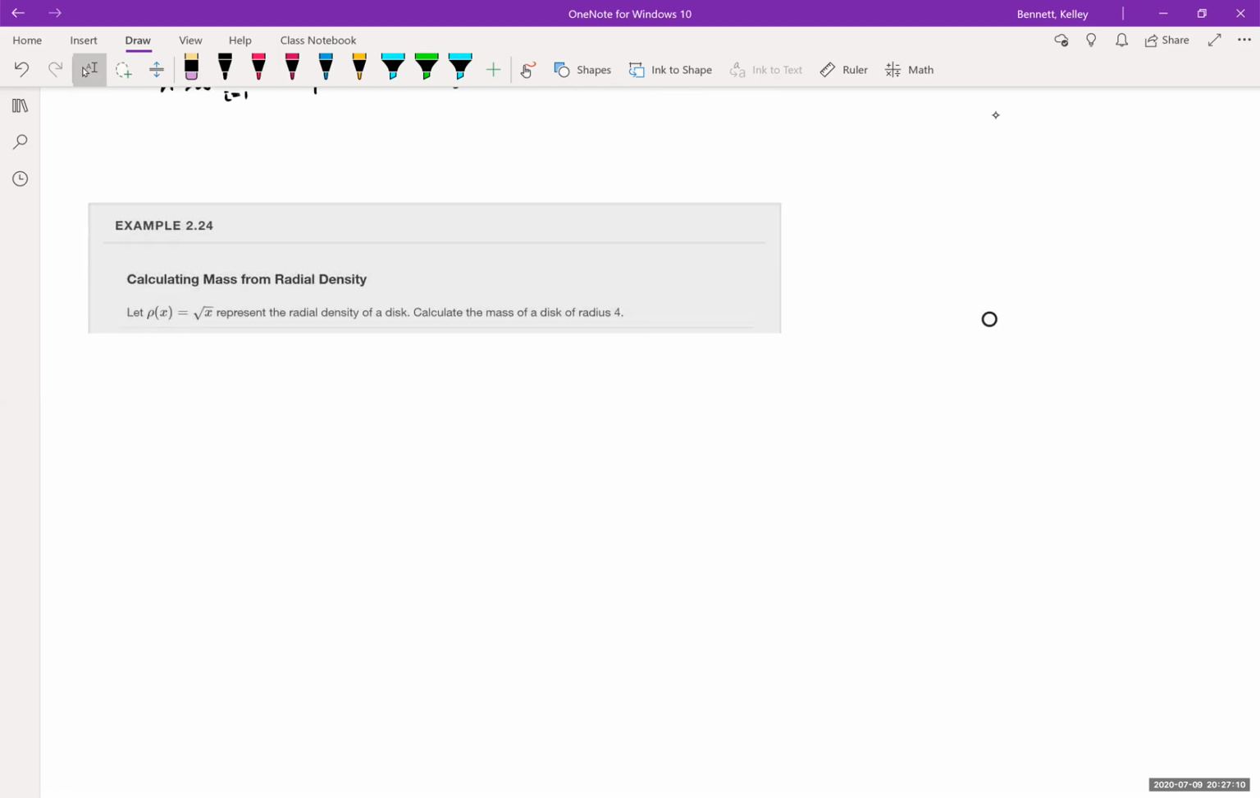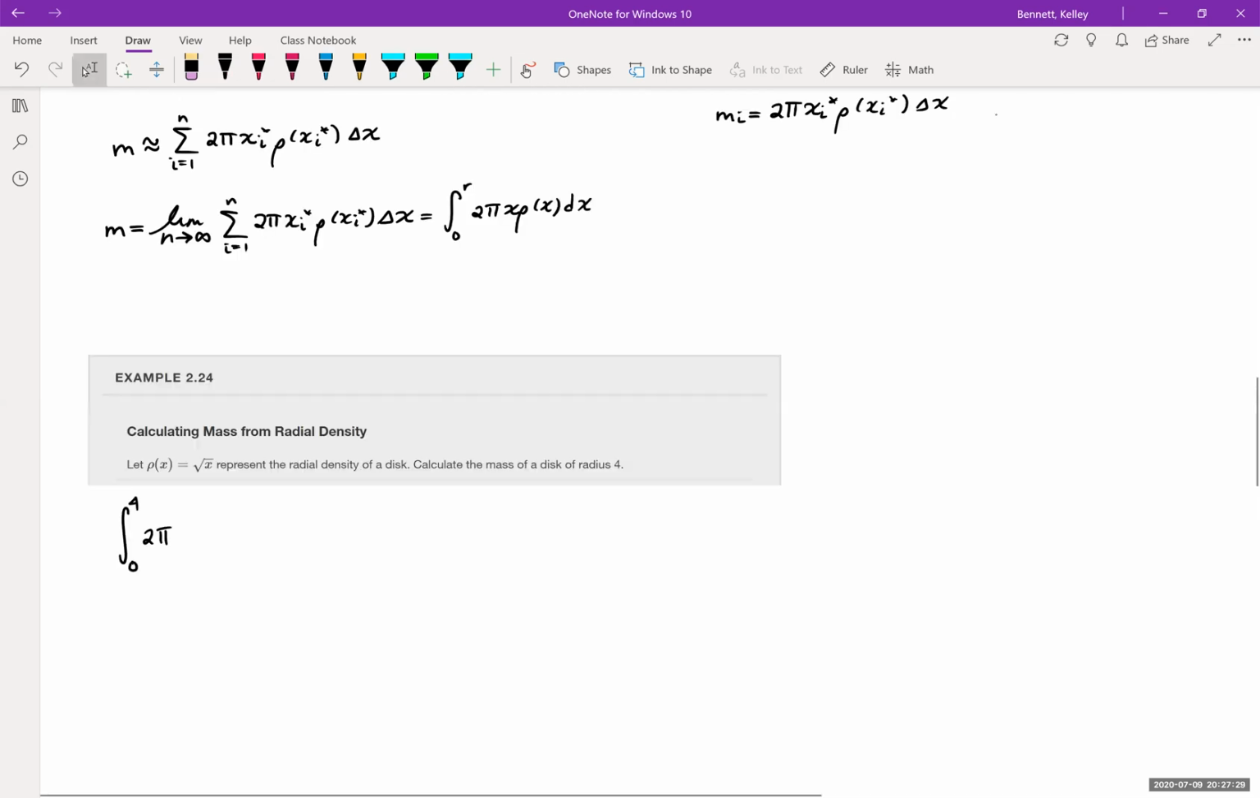So again, as in the previous example, they give us explicitly what our radial density is, and they also tell us that our radius is going to be 4. So the only thing we need to do is just set it up. From 0 to 4, we get 2 pi x times rho of x, which was the square root of x, dx.